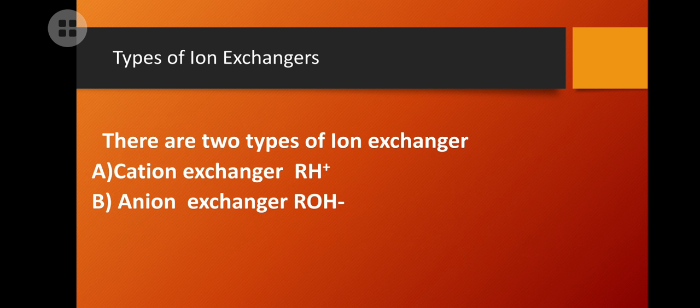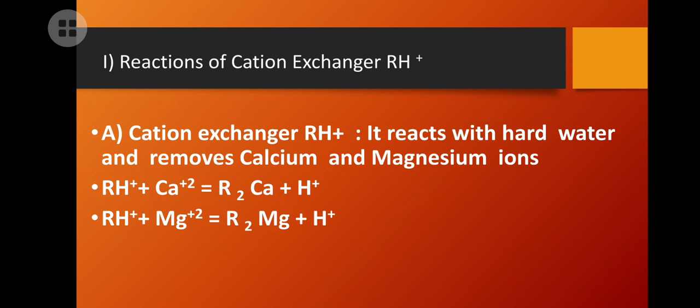Similarly, next we will do the types of exchangers. There are two types of exchangers: a cation exchanger and an anion exchanger. We will discuss both of them in detail. First of all, we start with the cation exchanger. The cation exchanger is represented by RH, where R is a complex substance and it is not exchanged. And since the name is cation exchanger, in this the cation or the H ion is exchanged.